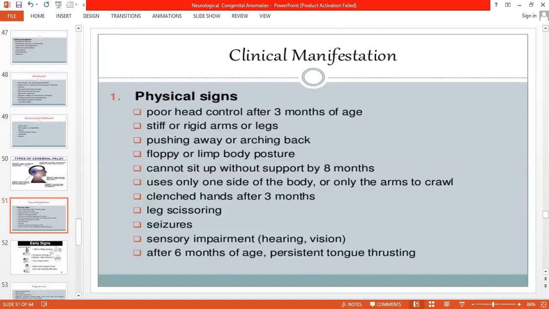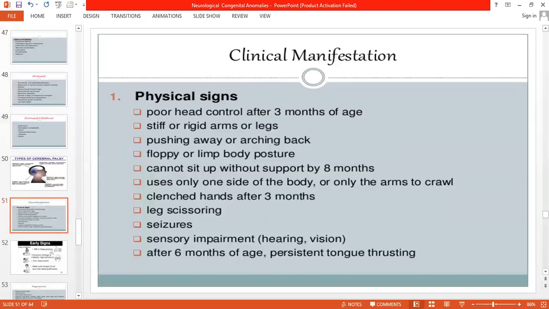Clinical manifestation, physical signs of CP child. When it is not clear, you can pick up when the patient is prone with some abnormality like poor head control after 3 months of age, a sign of CP child. Stiff or rigid arms or legs, again a sign of CP child. Pushing away or arching back, floppy or limp body posture.